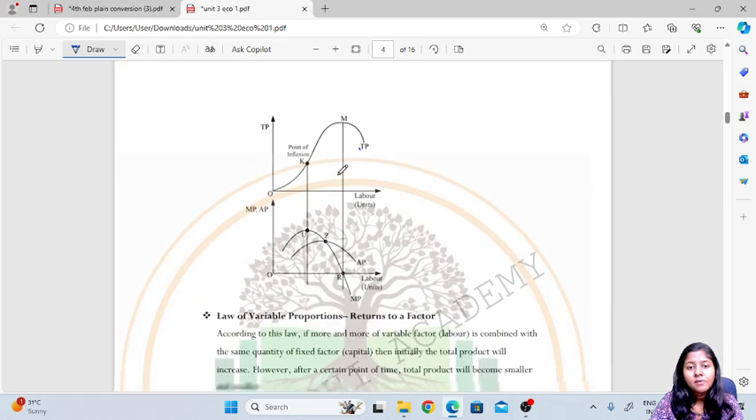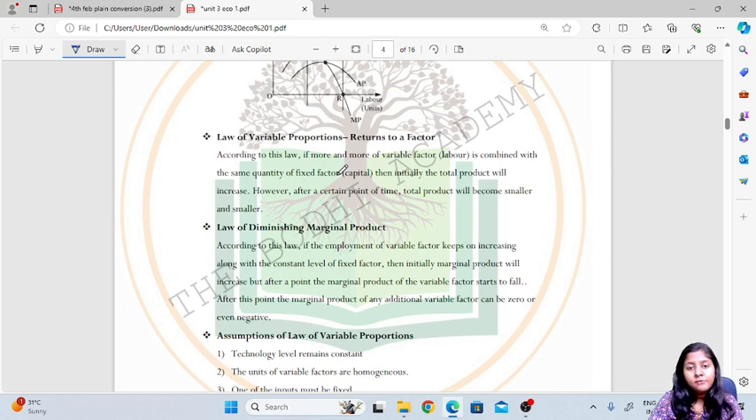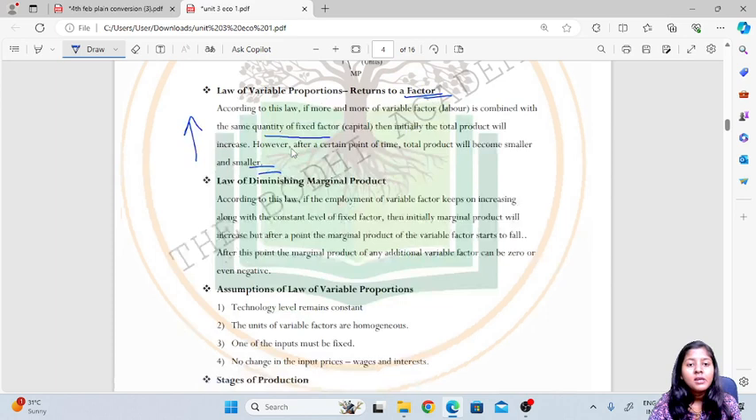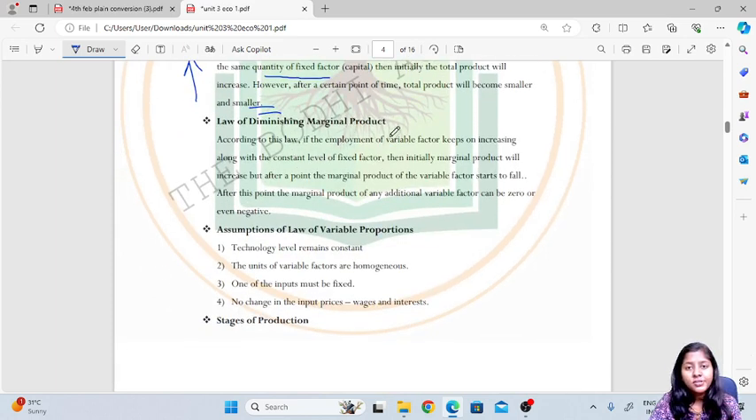Then the next thing we will move to is the law of variable proportions, or returns to a factor. The law of variable proportions states that if more and more of the variable factor is combined with the same quantity of fixed factor, then initially the total product will increase. However, after a certain point, the total product will increase at a smaller and smaller rate.